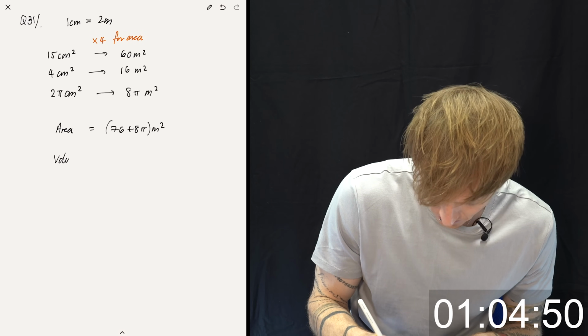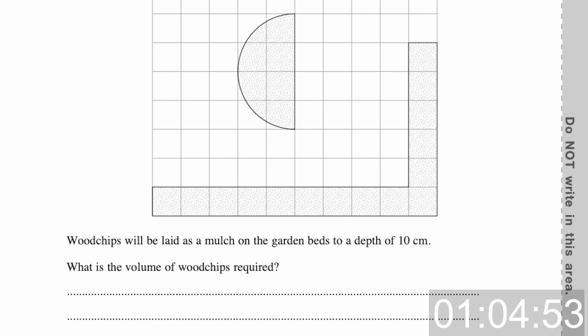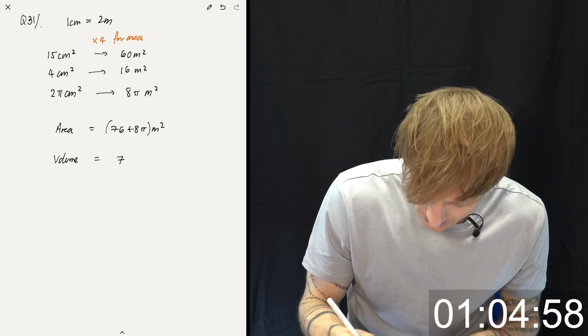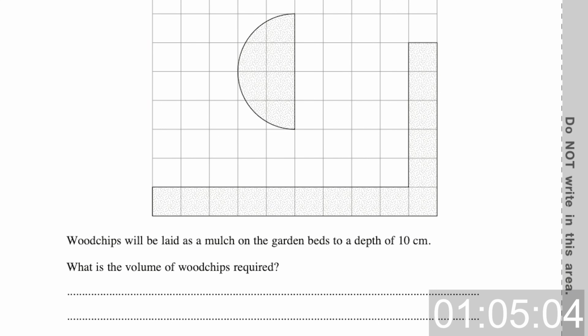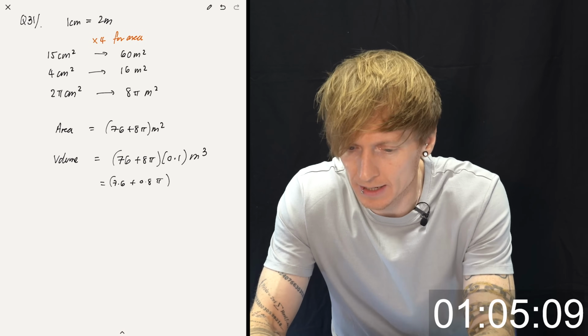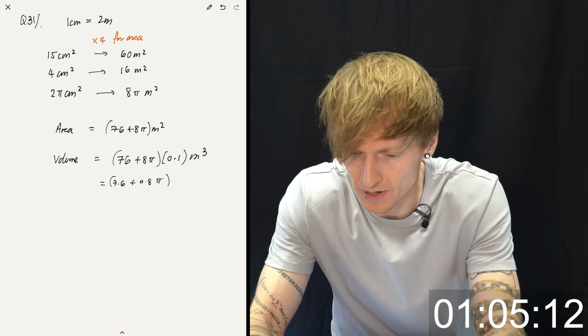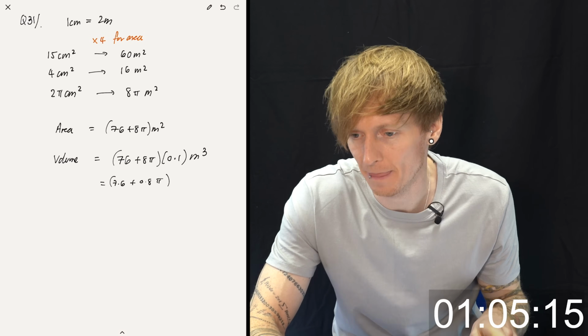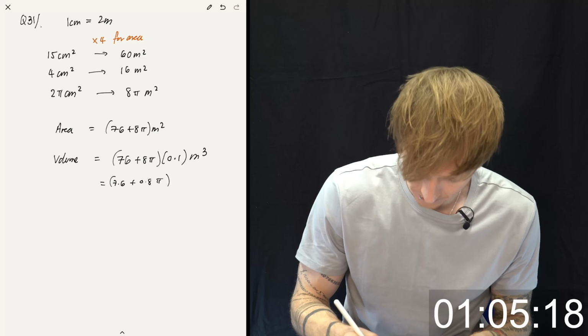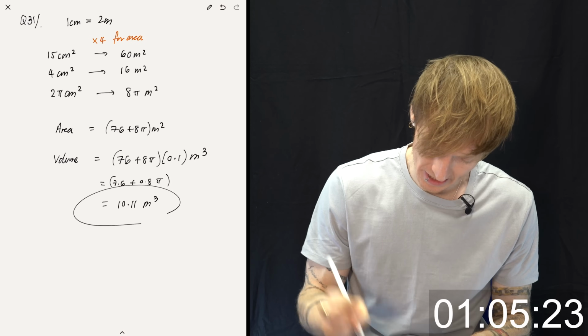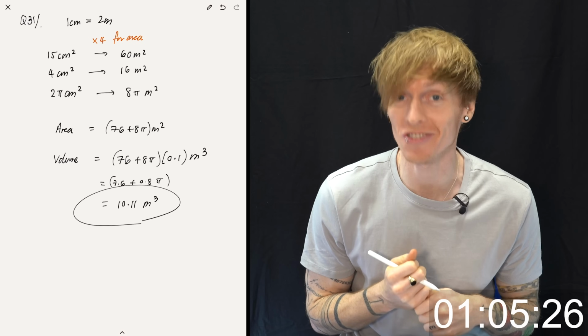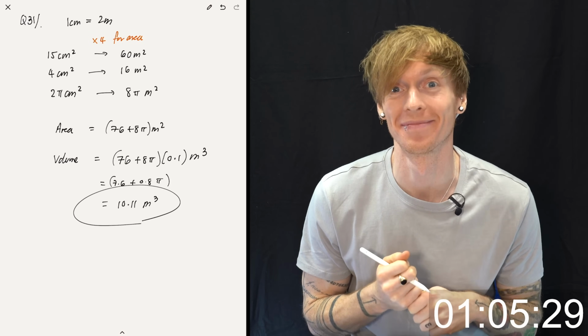And so the volume, we have a depth of 10 centimeters, 0.1 meters. So the volume then is 76 plus 8 pi times 0.1 meters cubed. Let's just put that in. So 7.6 plus 0.8 times pi is 10.11 rounded, meters cubed. And that is the end of the Australian high school maths exam.